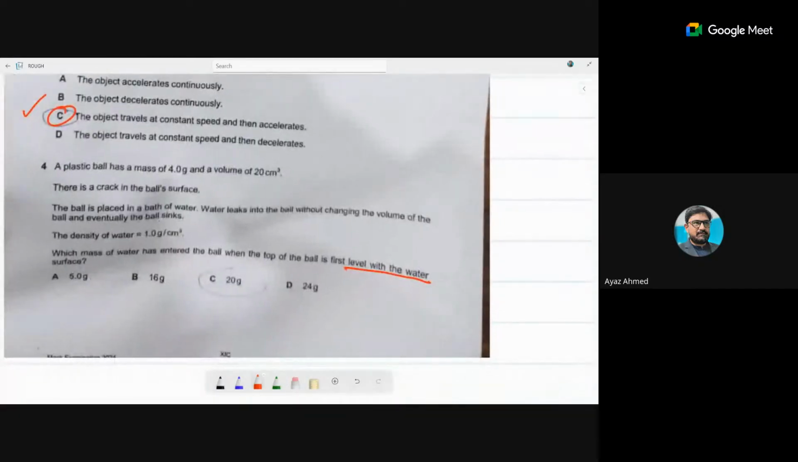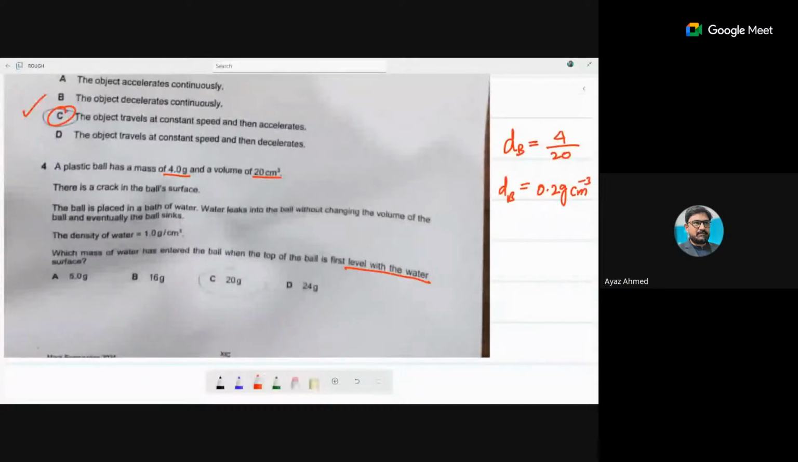So the ball's mass is 4 grams and its volume is 20 cubic centimeters. It means the density of the ball is given to us. That is mass divided by volume. So 4 divided by 20. So what will that be? 0.2. Yeah, 0.2 grams per cubic centimeter. This is the density of the ball.